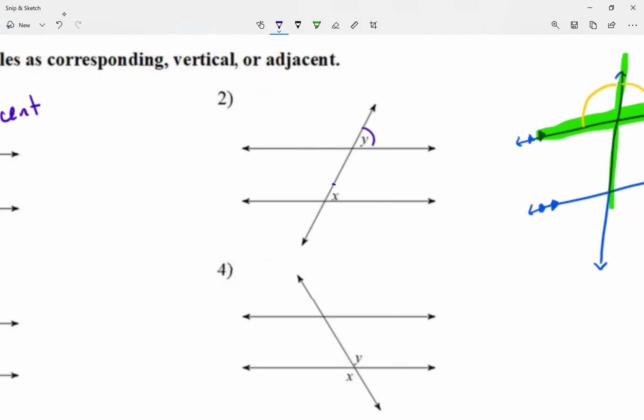Looking at question number two, I see my angle X and my angle Y. I mark them down. They're not on the same corner. This is what we call corresponding. Remember, if I was to cut the top part, angle Y would land right where angle X is. That's what we call corresponding.